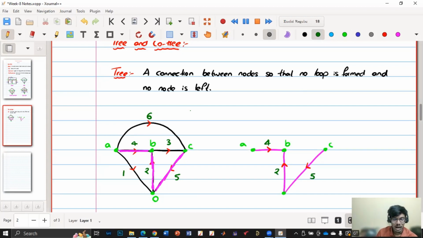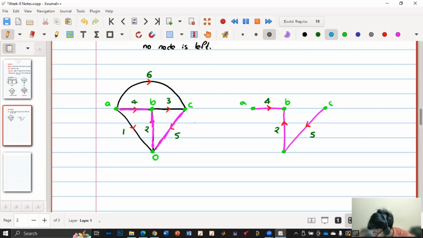So what I have done here, I have considered four nodes, which are the nodes of the given graph, and then I'm connecting them using these branches so that no node is left and no loop is formed. But there are a number of ways. I can connect AC, then BC, then BO. But this is one example. There are a number of trees that could be possible for a given network. This is one such possibility. So this is called a tree.